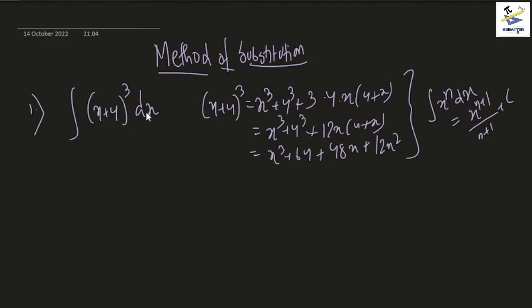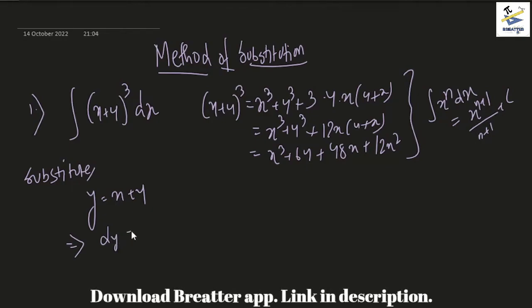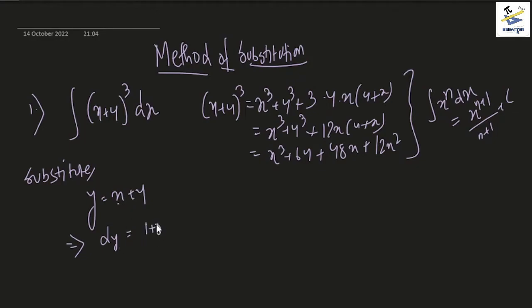When we use the method of substitution, what we do is substitute y equals x plus 4. Now when we take the derivative on both sides, we get dy equals the derivative of x plus 4 with respect to x, which is 1 plus 0, times dx, because the derivative of x is 1 and the derivative of 4 is 0. So we get dy equal to dx.